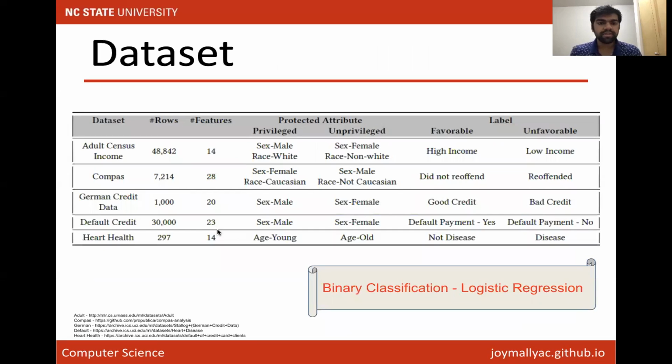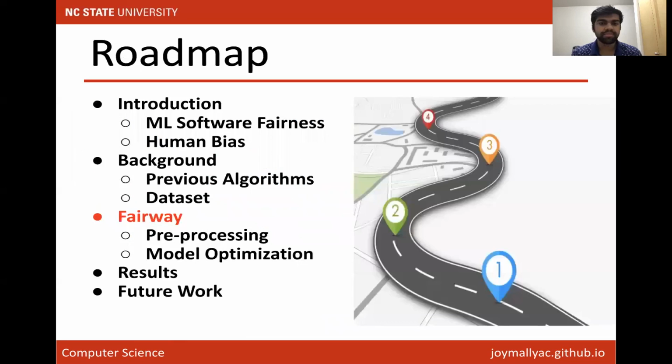These are the 5 datasets we used. All 5 are binary classification datasets. We got these datasets from the UCI ML repository, and all of these are very common in the fairness domain. One is Adult Census Income, then Compas, German Credit, Default Credit, and Heart Health. And we used a logistic regression model for the binary classification.